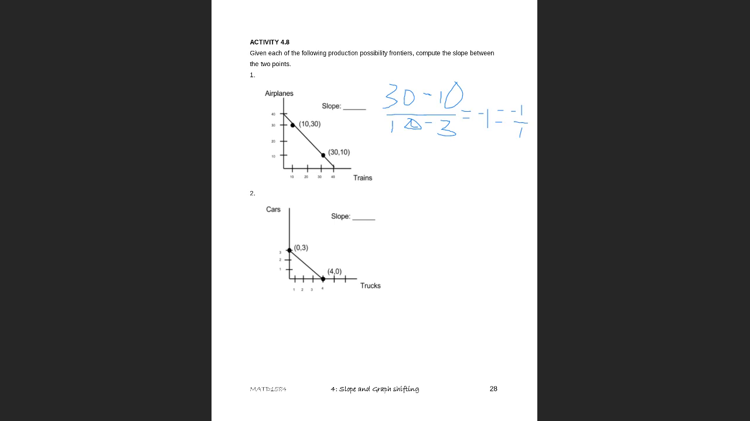So here too, if we can find the slope, we are going to have 3 minus 0 all over 0 minus 4. Then the answer will be minus 3 over 4. So here the meaning is that anytime you increase truck production by 4 units, you have to decrease car production by 3 units.